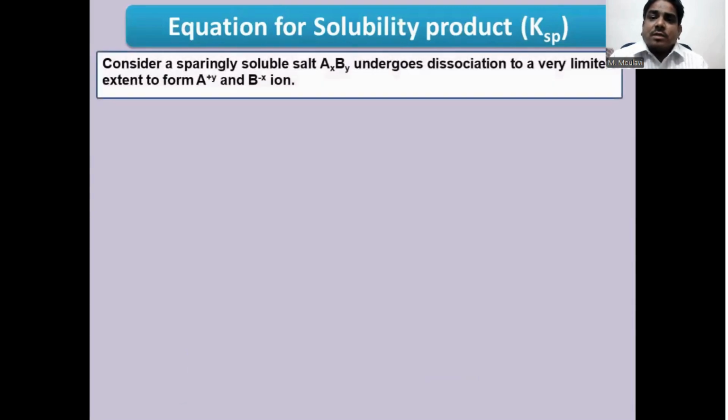So consider the sparingly soluble salt AxBy, which undergoes dissociation to a very limited extent to form A^y+ and B^x- ions in water. This is represented by this chemical equation, where x and y are the stoichiometric coefficients of the equation. The solid AxBy undergoes dissociation in aqueous solution as xA^y+ and yB^x- ions.